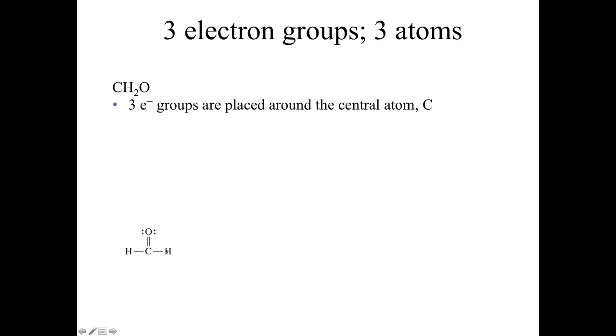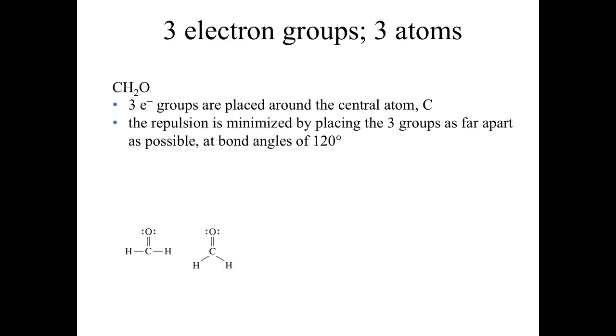Now think about this. If you have 3 electron groups, how would you arrange them to be as far away from each other as possible? Imagine a circle, dividing that circle into 3 parts. What would be the angle of those 3 parts, right? It would be exactly 120 degrees apart.